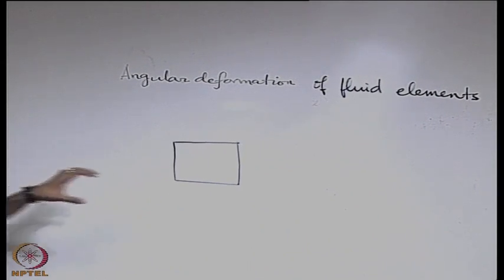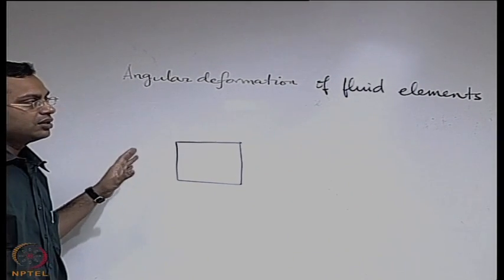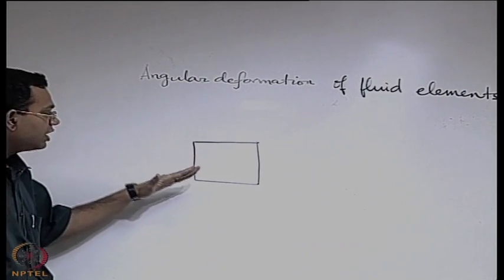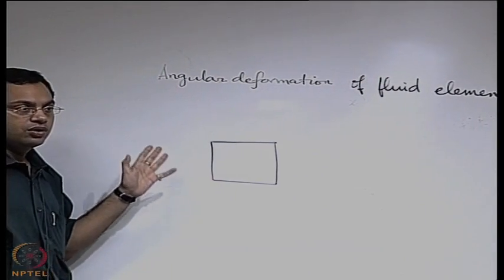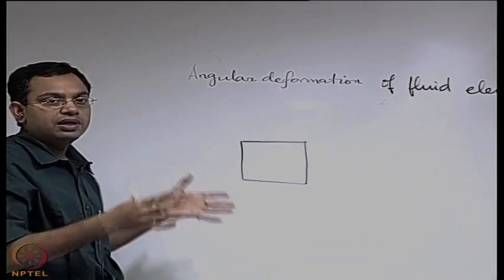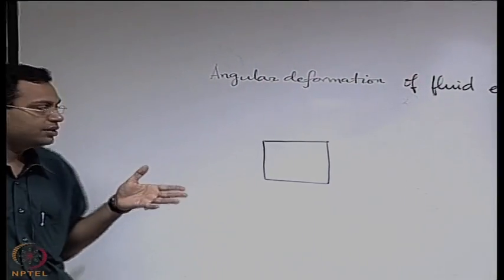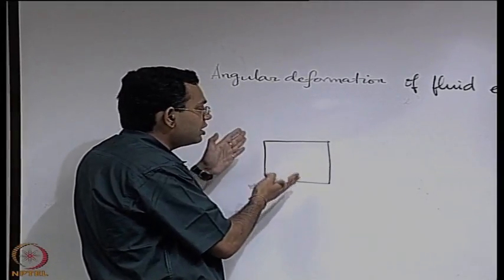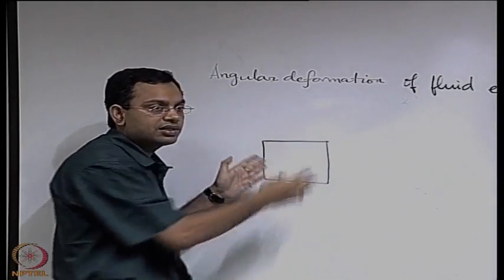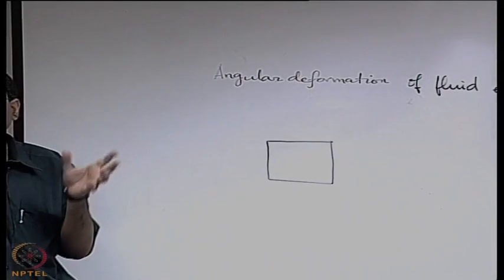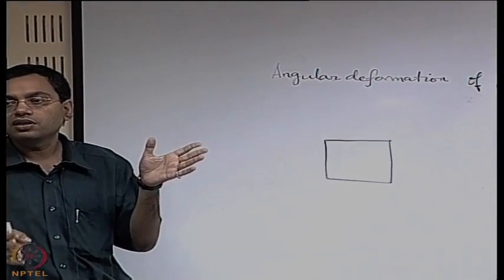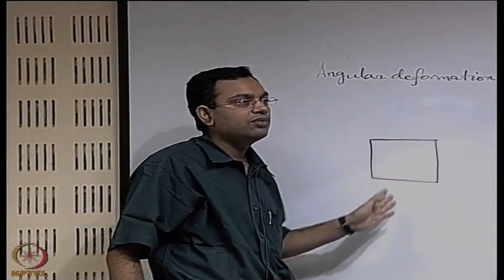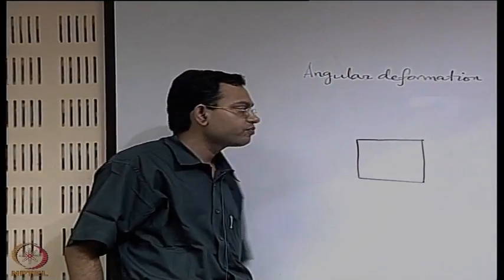When we are thinking about angular deformation, the deformation is in terms of change of an angle, and that angle change may take place in a plane. Although the general fluid element is a 3-dimensional element, you can always take a 2-dimensional element and consider the deformation in the plane, because no matter how complicated the deformation is, it may be resolved in different planes. So let us say that this is one such plane in which the deformation is taking place.